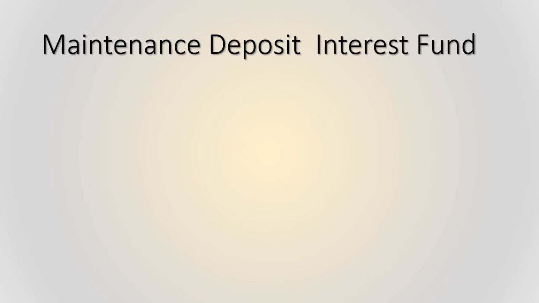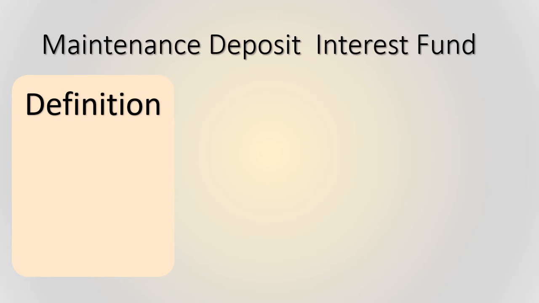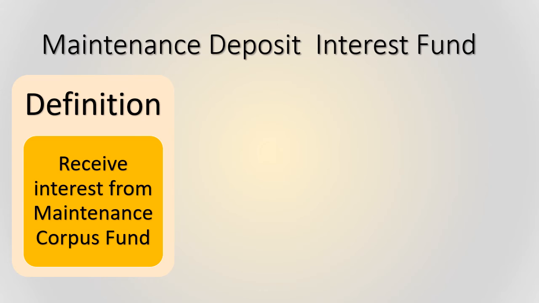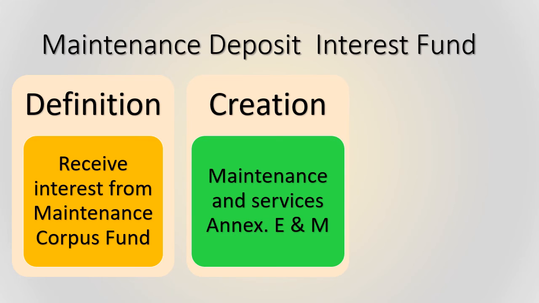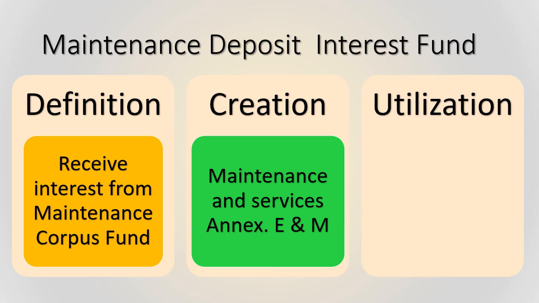The maintenance deposit interest fund, as the name suggests, is the fund that will receive the interest on the principal amount of the maintenance corpus. This is also in line with the agreement to sell signed by each individual flat purchaser. This fund, as we saw, will be created for the sole purpose of funding the maintenance and services defined in Annexure E and Annexure M.